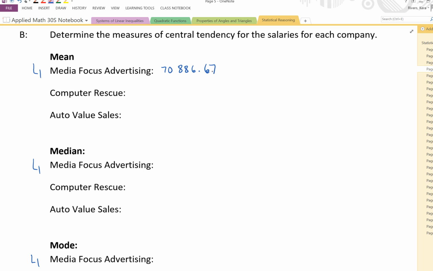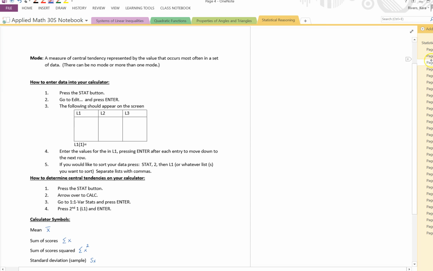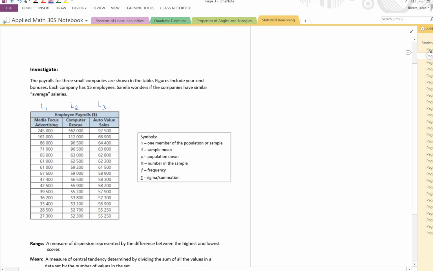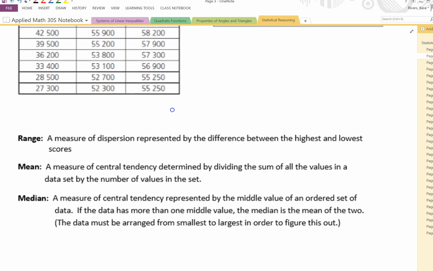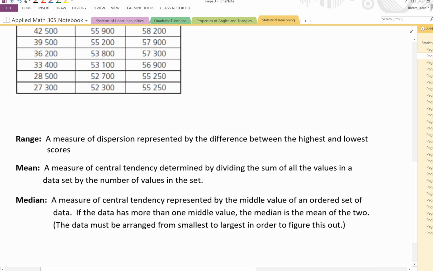Median. Okay, so if I go back to our definitions, mean, a measure of central tendency determined by dividing the sum of all the values in a data set by the number of values in the data set. And you've probably done that in science before. You've added them all up and divided by how many there are. That's fine. The calculator does it for you. So we'll look at how we can do that by hand as well. So that's what we usually call the average.